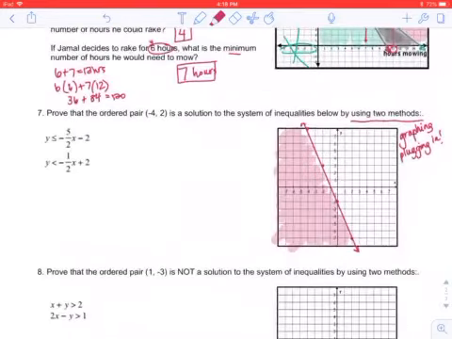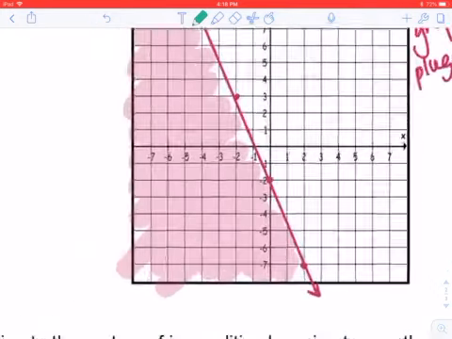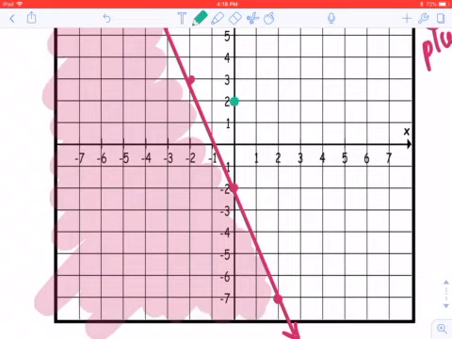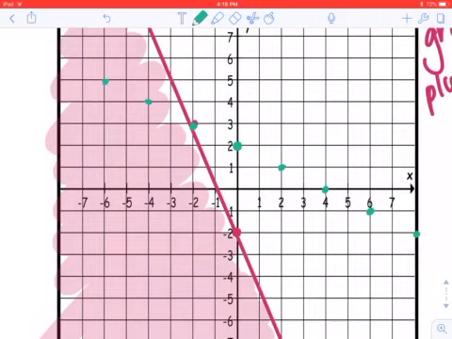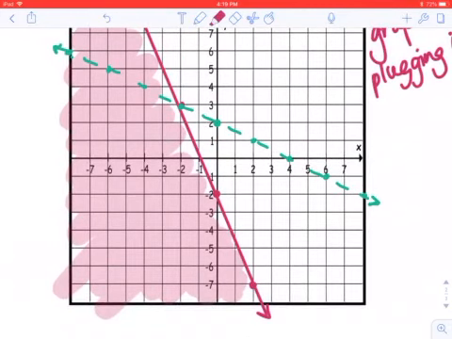Okay, next line. We've got y less than negative 1/2 x plus 2. Plus 2 is right here. Negative 1/2 x, so I've got a slope of negative 1/2. It's not equal to, so I have to draw dashed lines here. I believe it said less than. Am I correct? Yes, less than. So we're going to shade below the line.